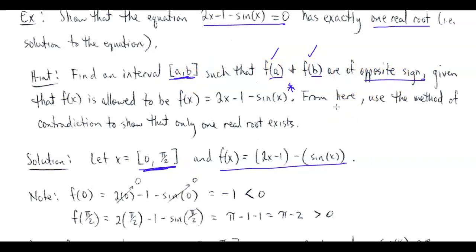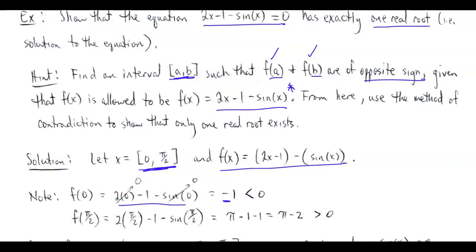I also want to be able to choose a value or values of x that are going to be relatively easy for me to evaluate this function by. Okay. Now, I noticed that the easiest value of all of them to evaluate this function by is 0. And if I evaluate it at 0, do you see how I get a negative number?